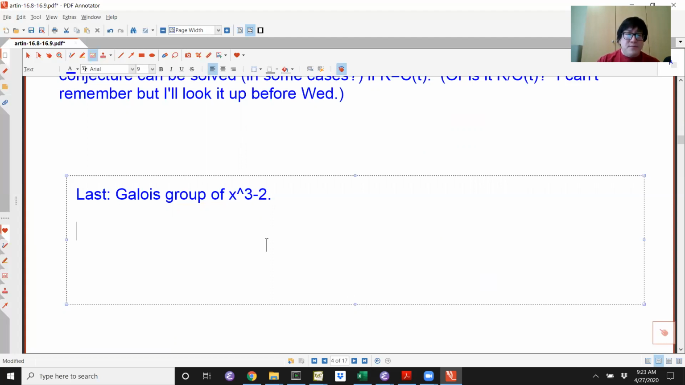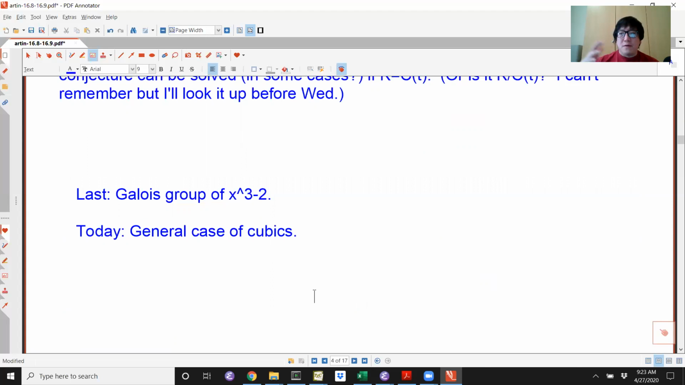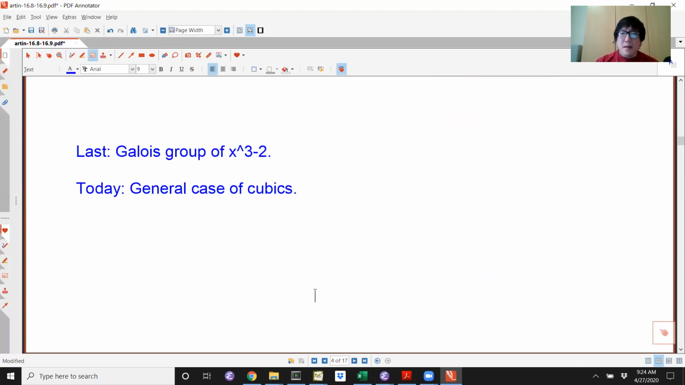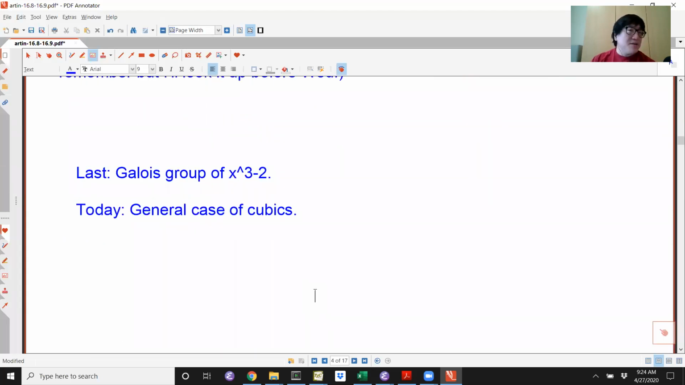So today we'll look at the general case of cubics. We'll look at one method of determining the Galois group of any irreducible cubic polynomial. And this is not so bad, just because there are very few suspects. Quartic, as we'll see, is not so easy.